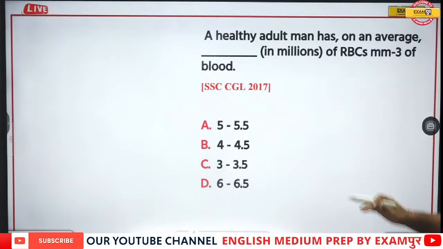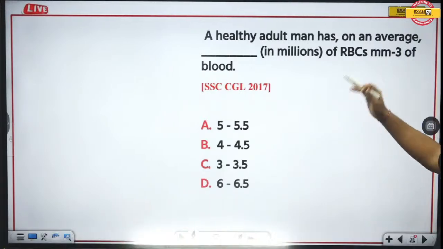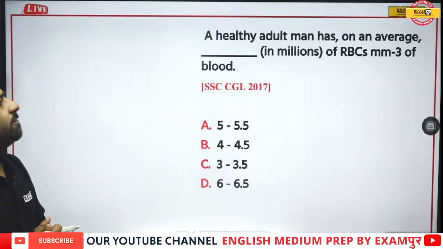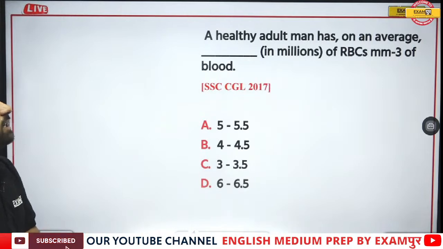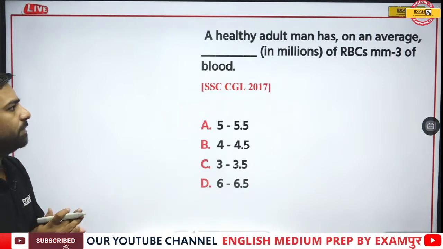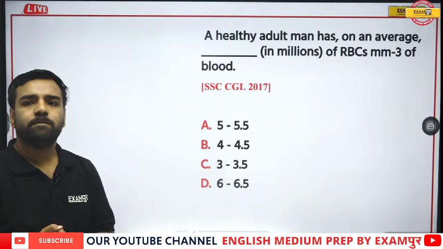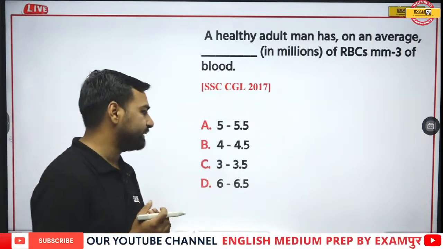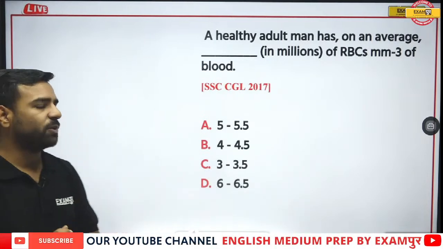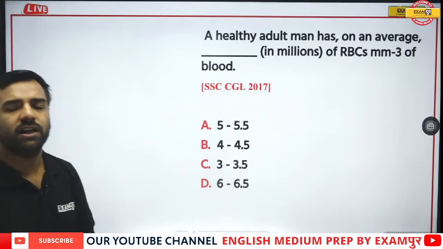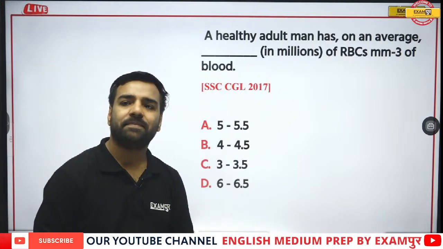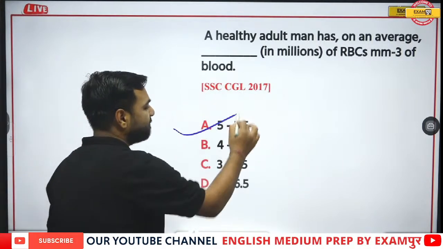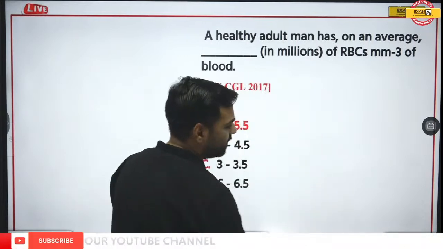Next, a healthy adult man has an average of dash million RBCs per cubic millimeter of blood. Is it 5 to 5.5, 4 to 4.5, 3 to 3.5, or 6 to 6.5? The question is from CGL 2017. Yes, true. So it's 5.5 million. So option A would be correct.